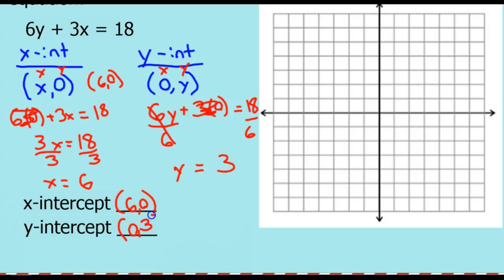If we graph these 2 points, we have 6, 0, so that's our x-intercept. And 0, 3, that's our y-intercept. And we can graph these by connecting our dots.